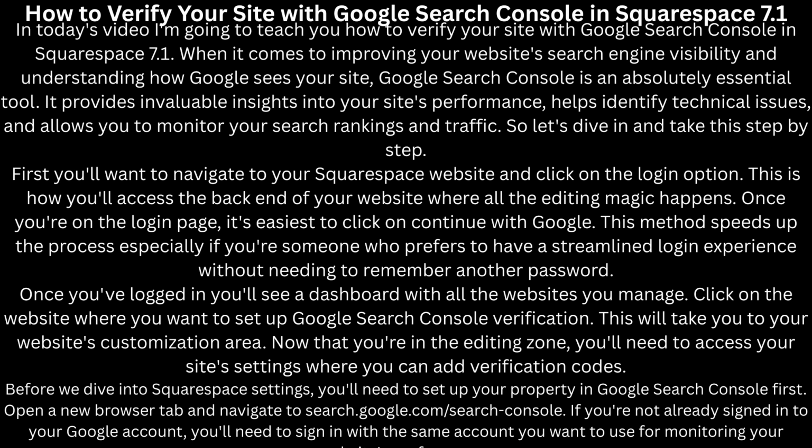In today's video, I'm going to teach you how to verify your site with Google Search Console in Squarespace 7.1. First, you'll want to navigate to your Squarespace website and click on the login option. This is how you'll access the backend of your website, where all the editing magic happens.